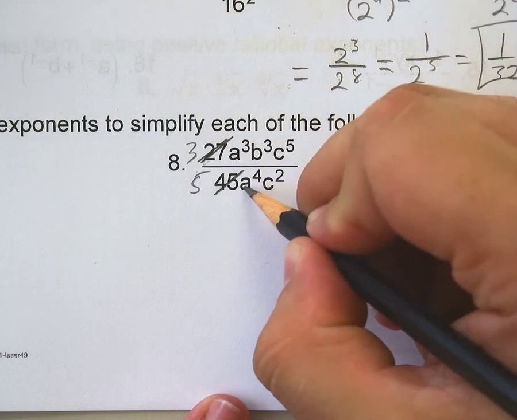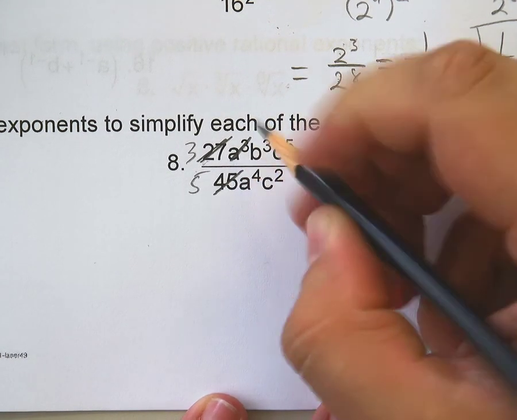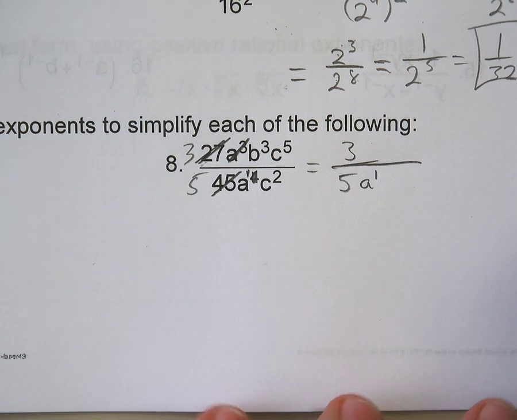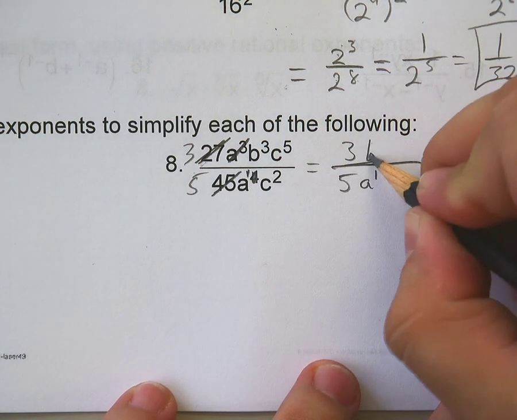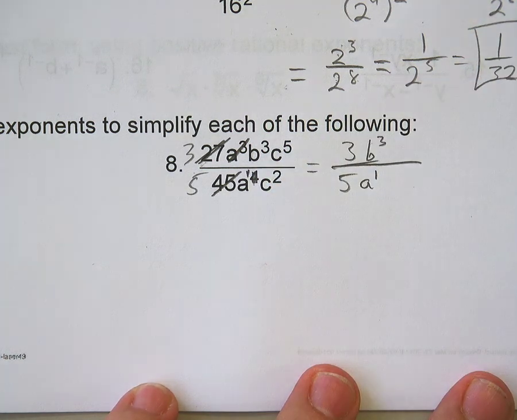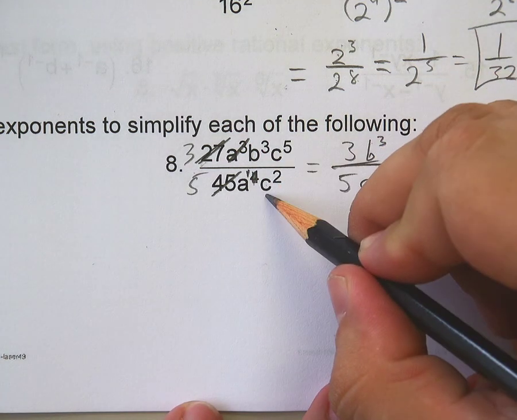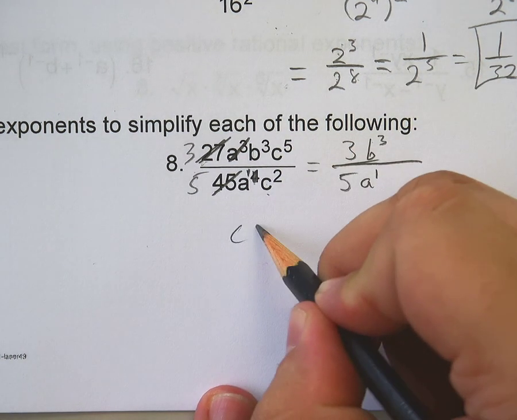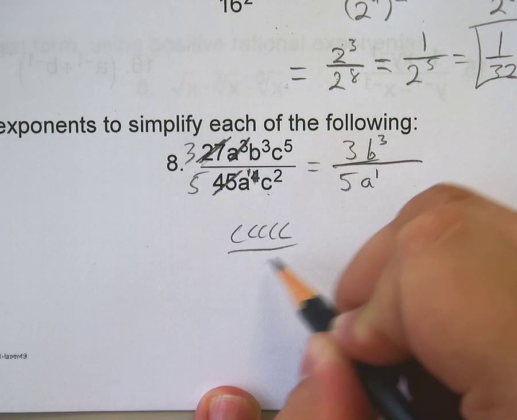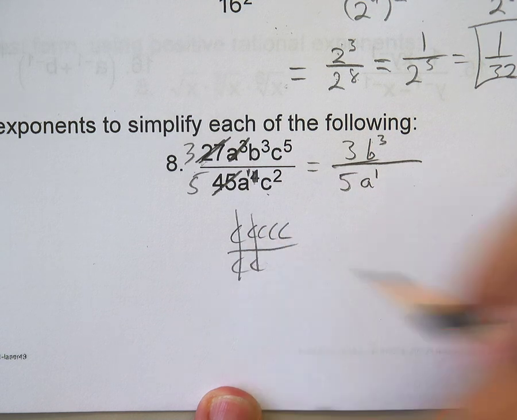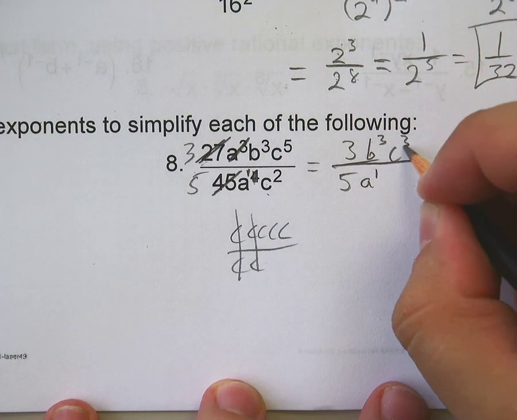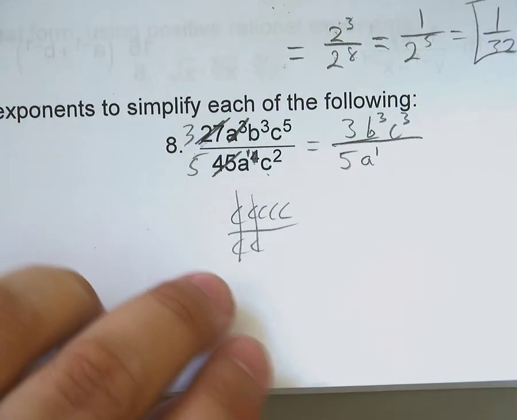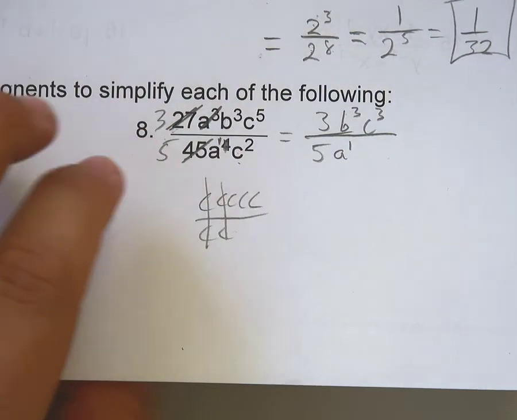A to the third over a to the fourth. The a to the third will go away, and that'll take you down to 1 a to the 1 in the bottom. There is no b in the bottom, so it's just b to the third. C to the fifth over c squared. You can cancel these out. Remember, that's like saying 5 c's over 2 c's. These cancel and leave you with 3 c's. So just some review of Algebra 1, Algebra 2, laws of exponents.